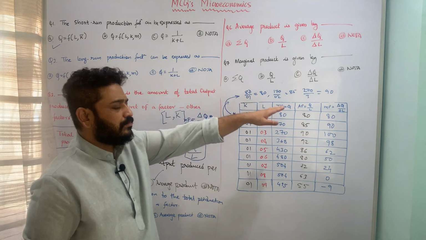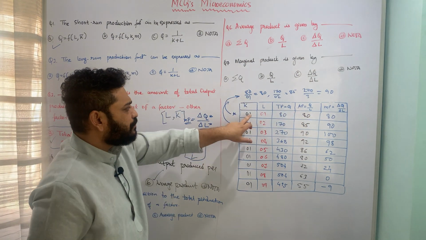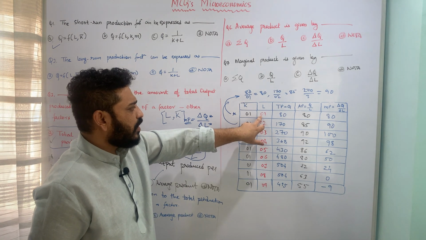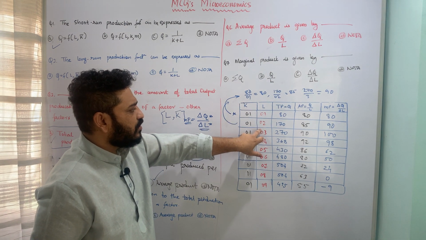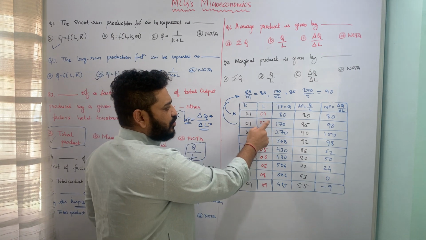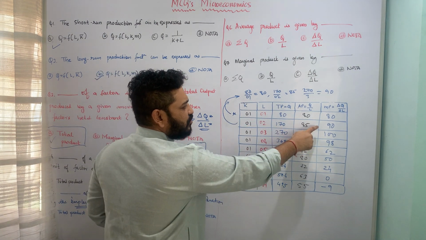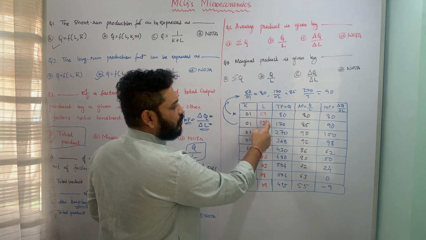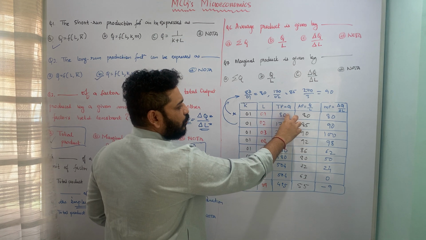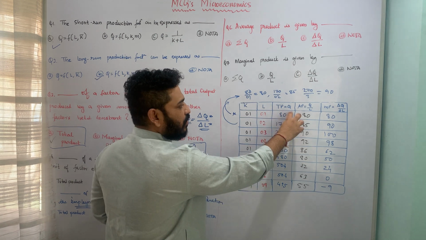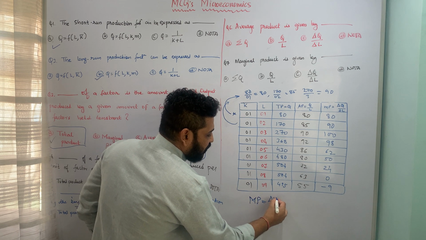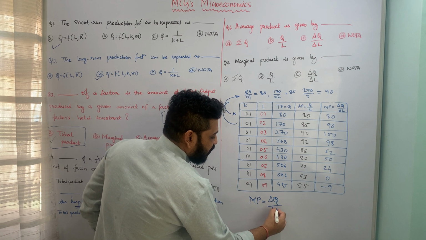Let us look at it with the help of this table. One unit of labor is employed, then a second unit, then a third unit, so the underlying change in labor is 1. Let us look at what happens when labor moves from 1 to 2. What is the change in Q, total product, because our formula requires marginal product is equal to change in Q divided by change in L.